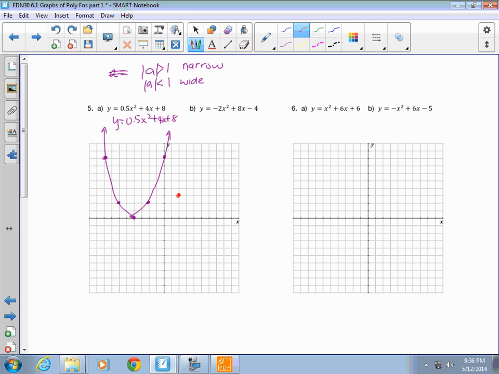And again, if you do this on your calculators, that's where you're going to get these points, and you can just trace and find them. So it's a skinnier graph because my absolute value of a is greater than 1, and it's going down because it's a negative.